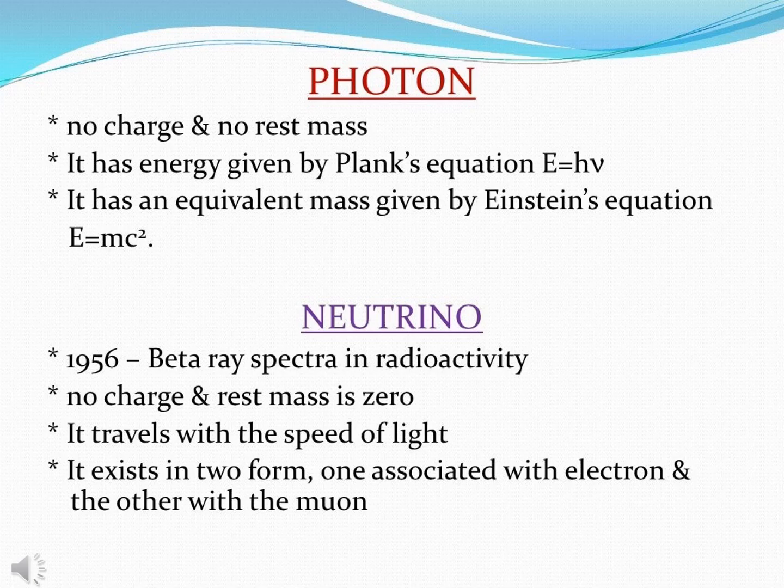So next neutrino. Neutrino is discovered by the beta radioactivity spectra. By the year 1956, it has no charge and rest mass is 0. It travels with the speed of light. It exists in two forms, one associated with the electron and the other with the muon.